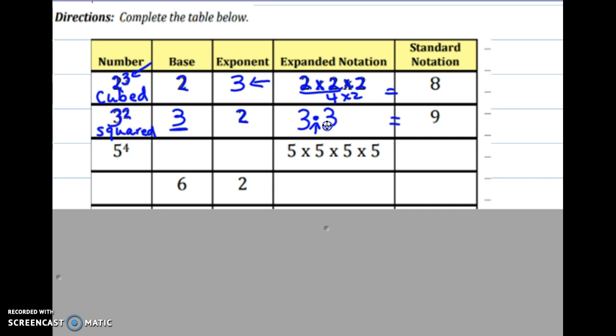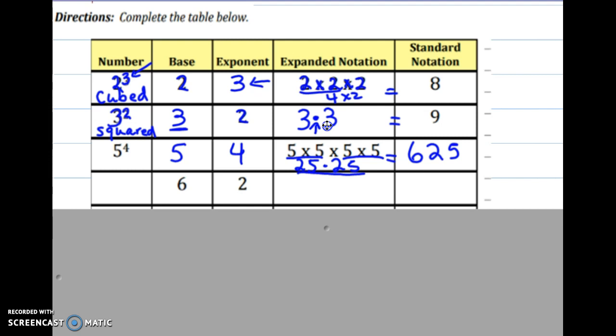Okay, you should have written 5 as the base, 4 as the exponent, and then you should have multiplied 5 times 5 is 25, 5 times 5 is 25, and then you should have multiplied 25 times 25, which is 625. If you did not get 625, go back and find your mistake.